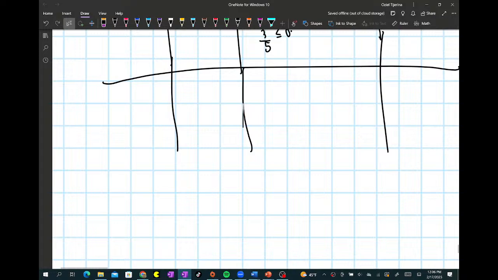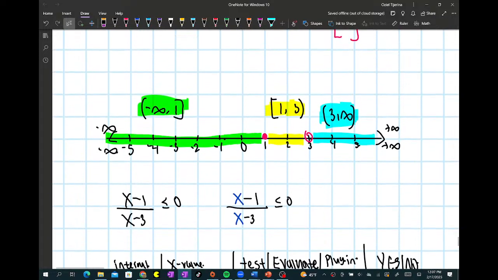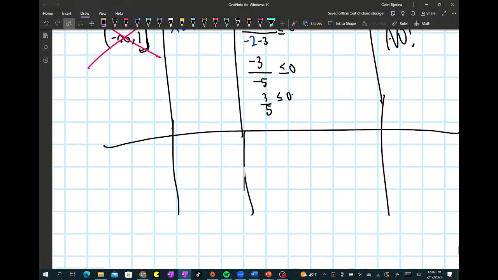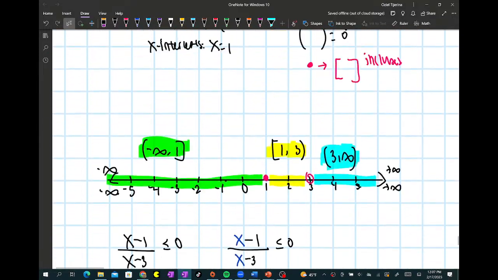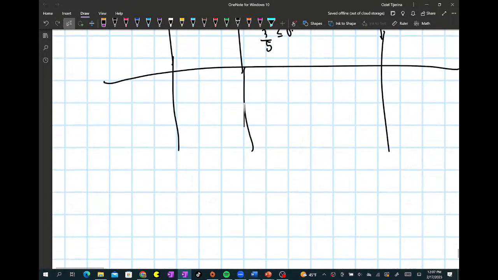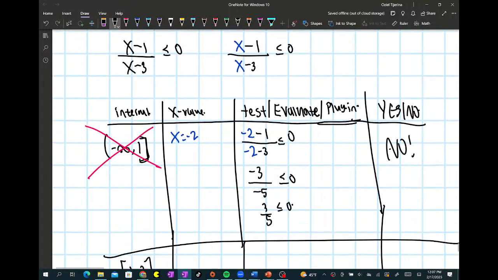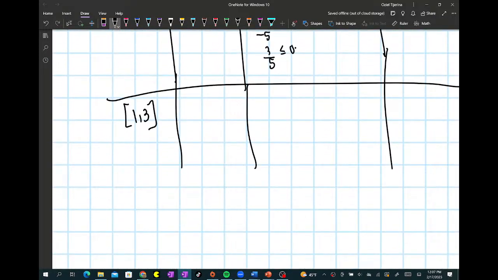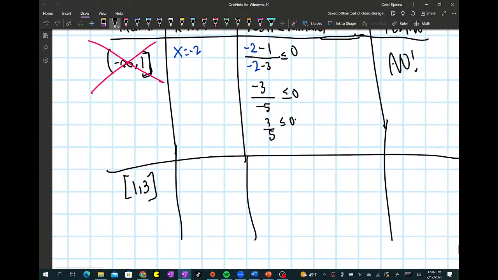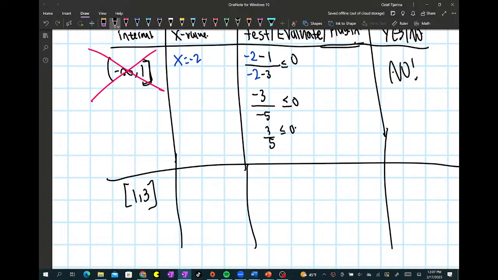So now, that was from -infinity to 1. So now we're going to do from 1 to 3. That's the next one that we're testing. And always pick a number between the two things, especially if you already listed your restrictions as well as your x-intercepts. So we're going to pick x equals 2 here.